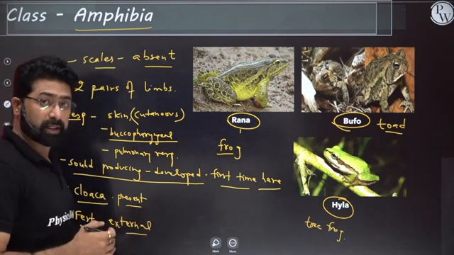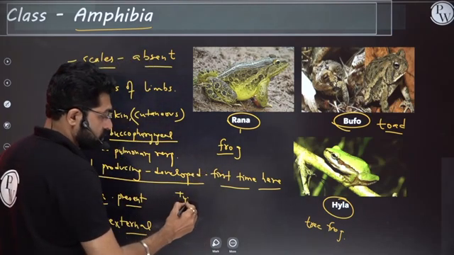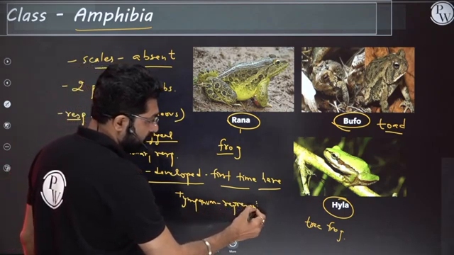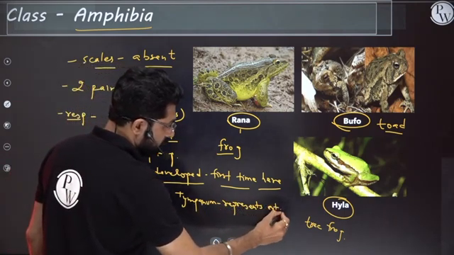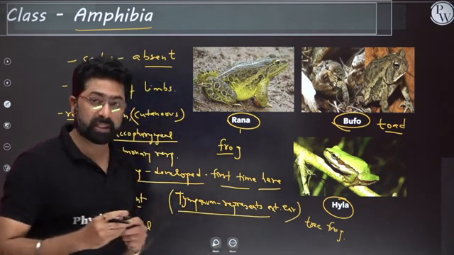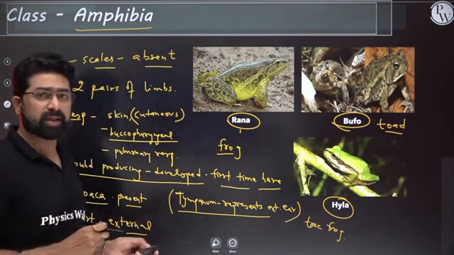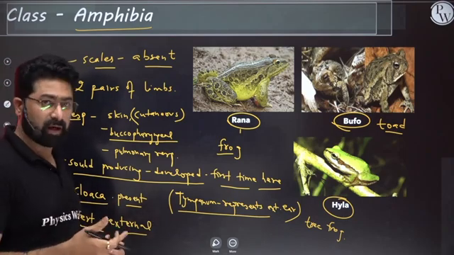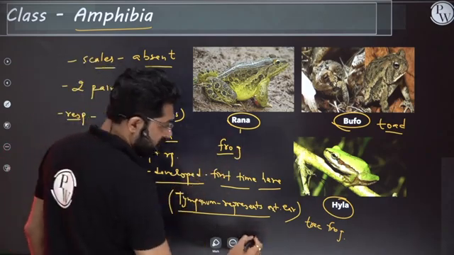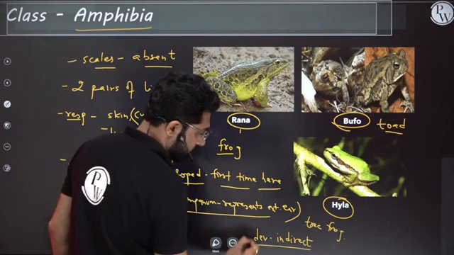External fertilization requires some water medium. They don't have an external ear, so they have tympanum for that. Please remember, tympanum is important. Tympanum represents the external ear. Development is usually indirect. They have a larval stage, for example the tadpole for Rana. So development is indirect here.